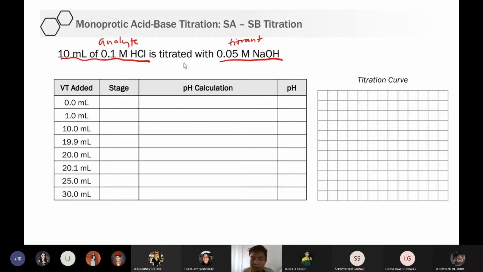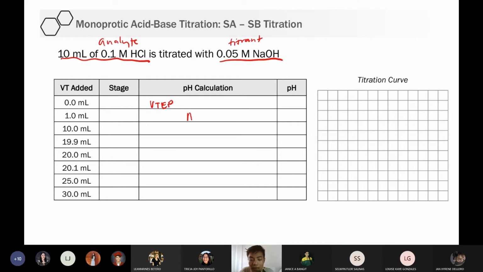Ano susunod? Alam ko, SASB to. What's next? Identify the volume at equivalence point, the volume of titrant needed to reach equivalence point. Yun yung susunod mong gagawin. Find volume at equivalence point. Hanapin mo si VTEP. Paano kinukuha si VTEP?